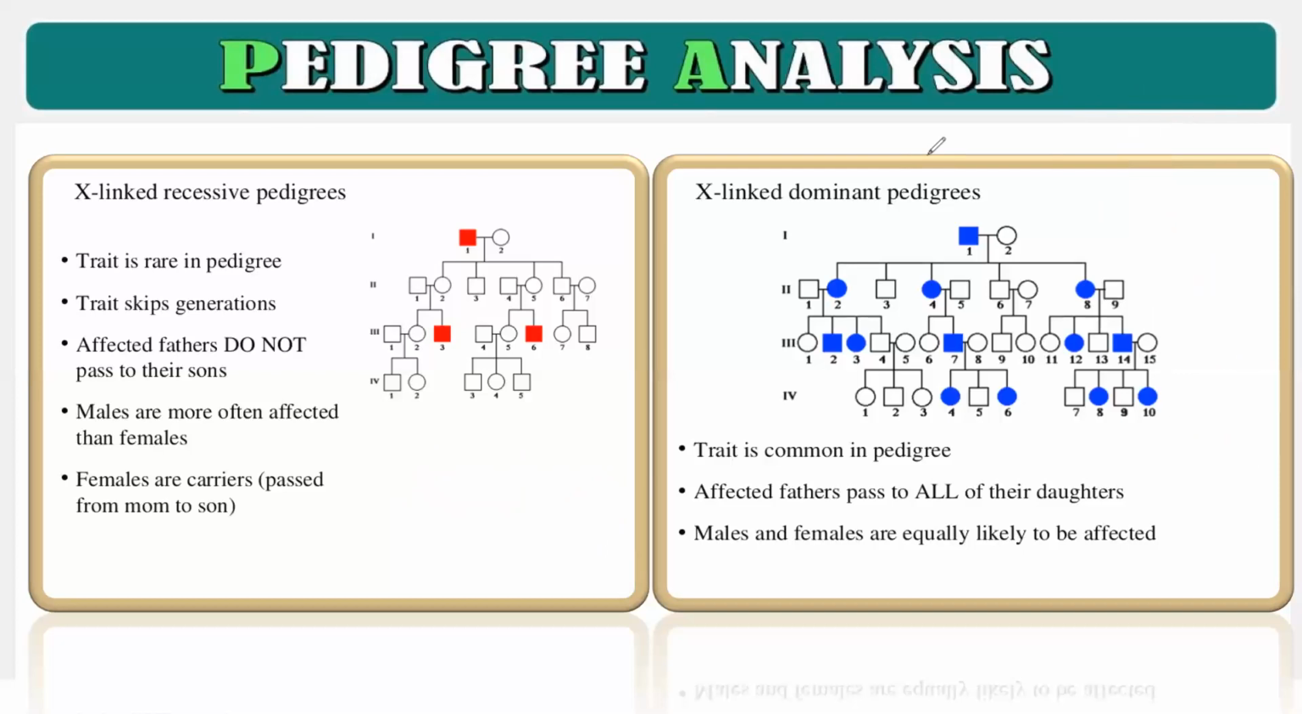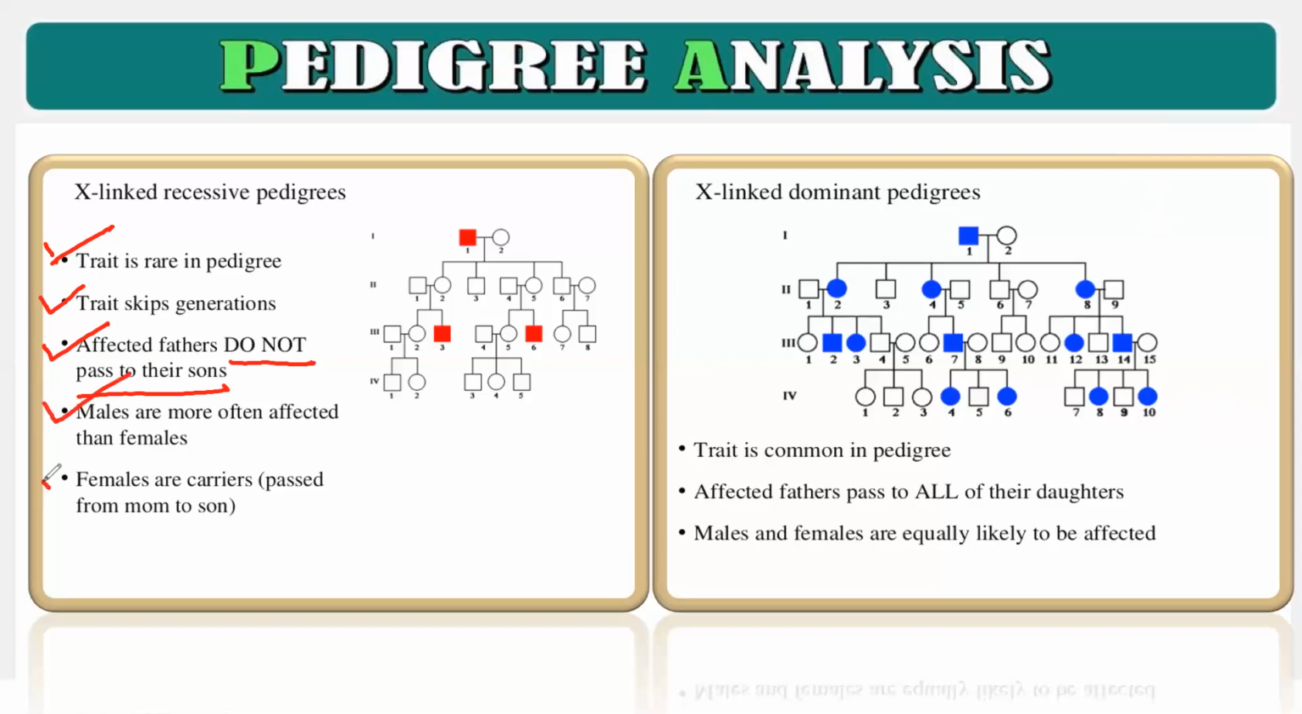Let us read more about X-linked, that is sex-linked recessive pedigrees. The trait is rare in the pedigree. As I told you, because it is rare, you won't be able to see it in each and every generation. Traits skip generations. Affected fathers do not pass it to their sons. As I told you, the father will pass it to the daughter. Males are more often affected than females.